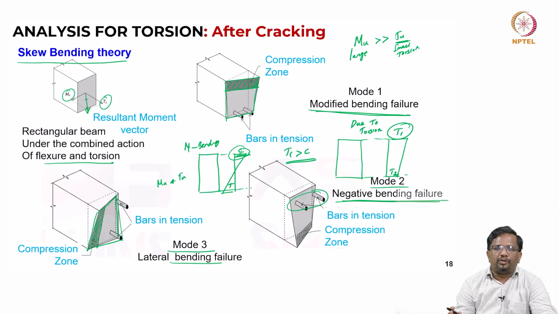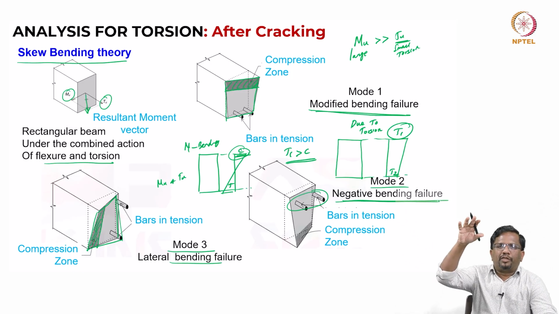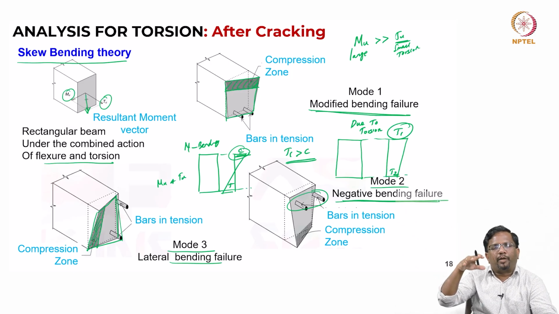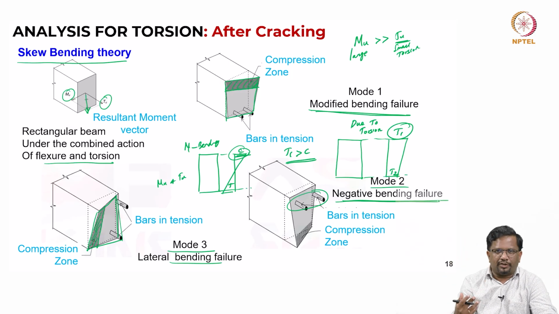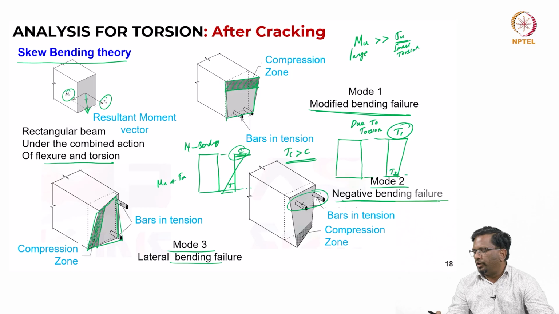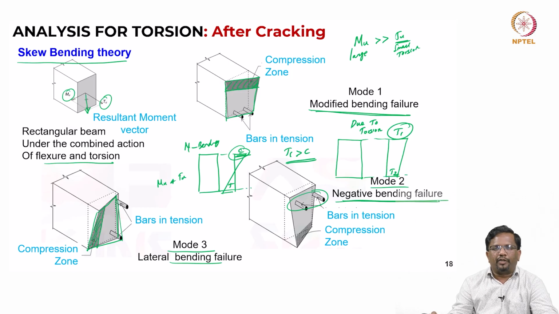If your torsion is going to be very high, you can have a situation where the compression that is created from bending can be nullified, and the bars on the compression side can get into tension, right. Then we need to design for that by providing some additional reinforcement, so that we account for that. So, that is what this mode 2, the negative bending failure mode, is.